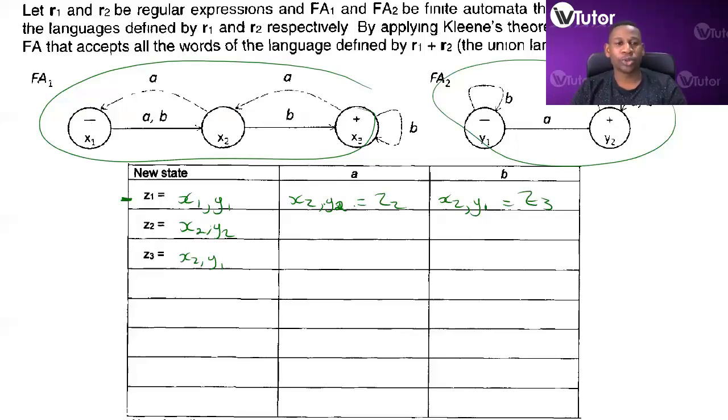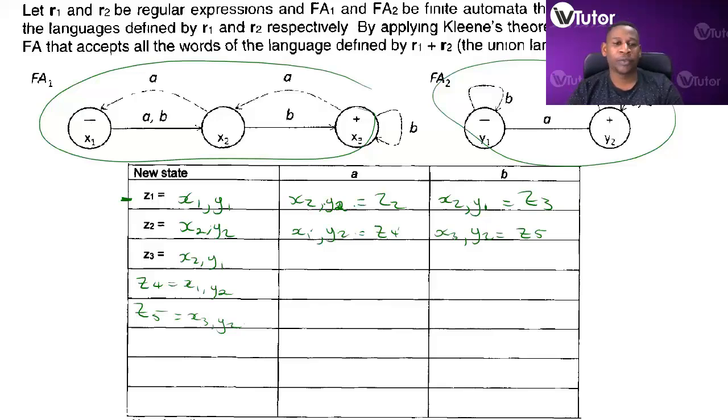if you're in X2 and you encounter an A, you go back to X1. If you are in Y2 and you encounter an A, you stay in Y2, so X1, Y2. We do not have that, so we have Z4 equals X1, Y2. If you're in X2 and you encounter B, you go to X3. Y2 and you encounter B, you stay in Y2. So this is going to be Z5. So Z5 is going to represent X3, Y2.